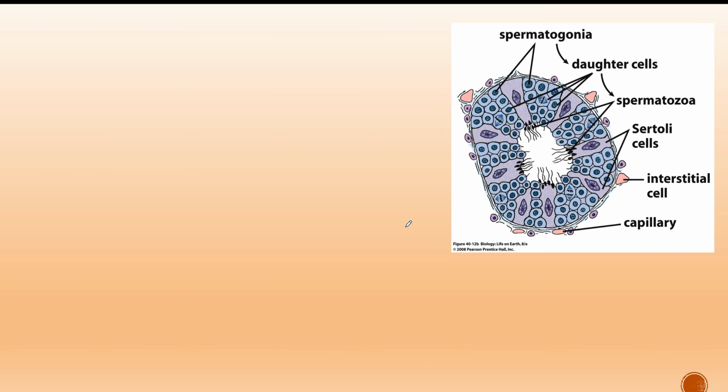You can see we have all sorts of different types of cell and all sorts of different types of growth. Now, spermatozoa, this is also just sperm. The spermatozoa is the zoological term for it. And then you can see we've got Sertoli cells, interstitial cells, capillaries, et cetera. We're going to talk about Sertoli cells. Those are basically support. Interstitial cells are testosterone factories. That is where a lot of testosterone is produced.